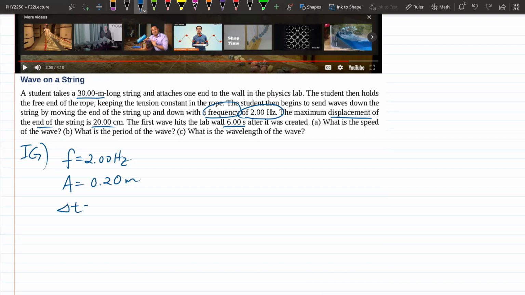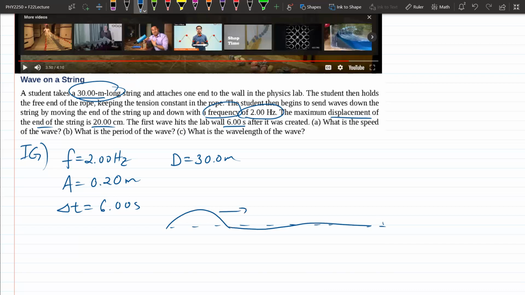The first wave hits the lab wall in 6 seconds. So that's the amount of time it takes for the wave to travel across the room. And in fact, I missed some crucial information, because they told us the distance that the wave has to travel, 30 meters. So if we were to draw this, this is the x-axis, and the wave is propagated forward with some speed v. It took 6 seconds to arrive, and the distance here is 30 meters. That means the wave is actually traveling how fast?